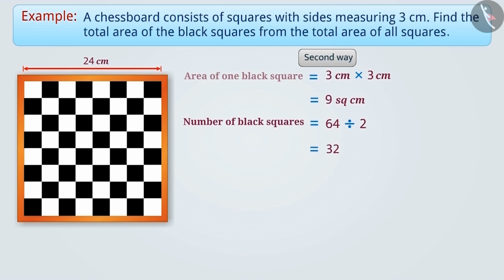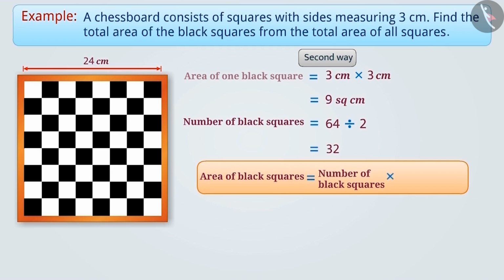Now we can say that the area of black squares is equal to number of black squares multiplied by area of one black square is equal to 32 multiplied by 9 square centimeter is equal to 288 square centimeter.